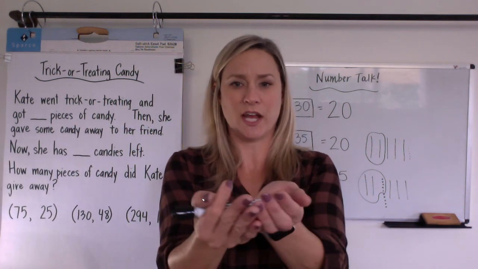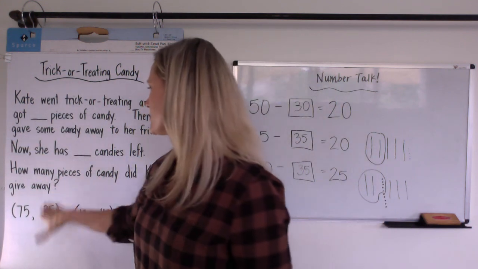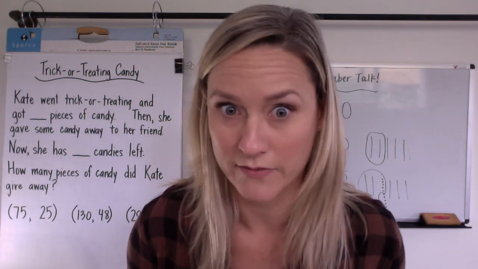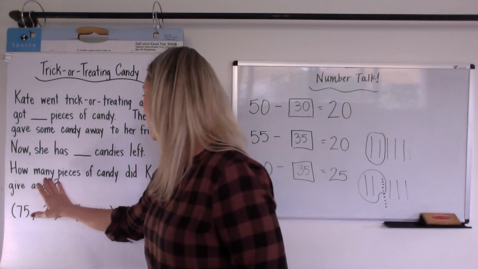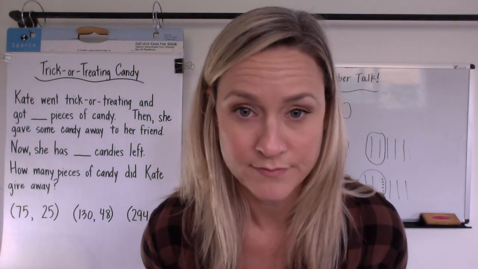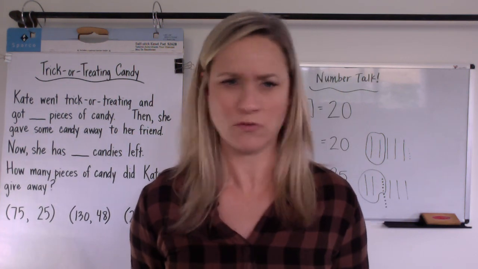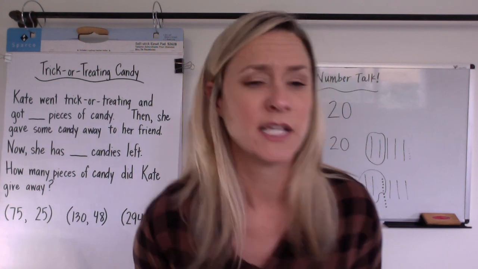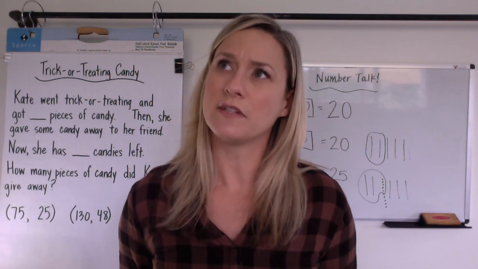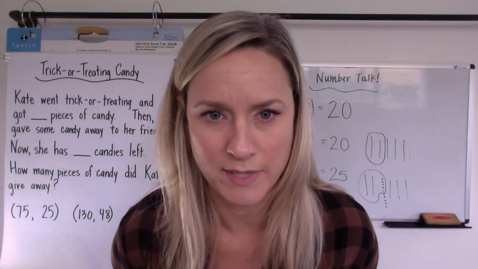All right, so she had 75. She gave some away. And now she has 25 candies left. Kate, you gave away a lot of candy. We have to figure out how many pieces of candy Kate gave away. So could she have given away 100 pieces of candy? No, she only had 75 pieces to start, right? So I know I have to figure something out. I have to figure out if she started with 75 and gave some away and ends up with 25, how many she gave away.